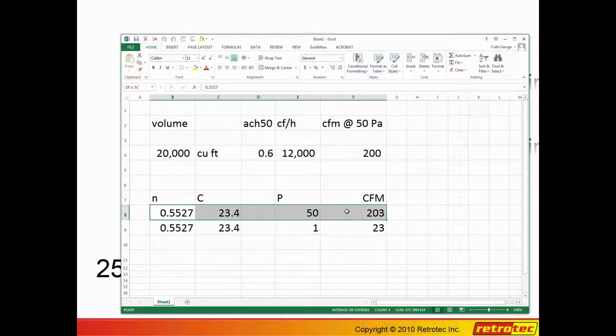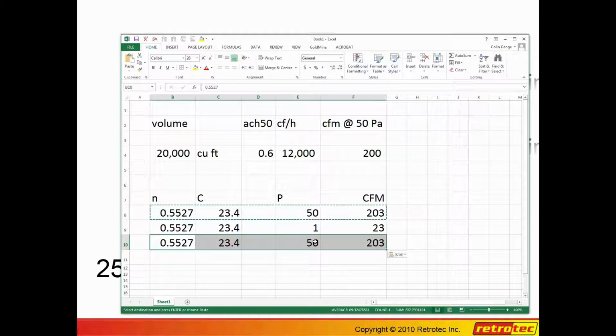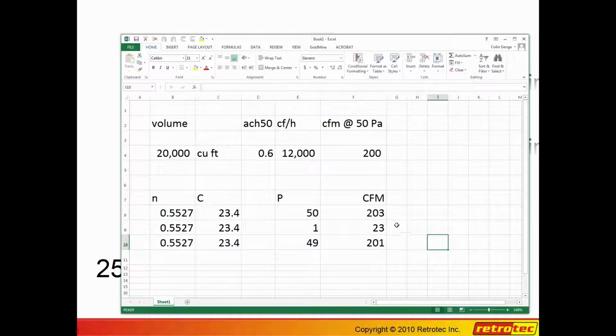And to prove that to ourselves, we can say, well, let's just put 49 in here. So here there's only 2 CFM difference between here and here, and we change 1 pascal. Here from 0 to 1 pascal took 23 CFM. So obviously the first pascals are taking a lot more flow. And that's because the square root of 100 is 10, the square root of 1 is 1. So one's a ratio of 10 to 1, the other's a ratio of 100 to 1. So these N value things can really kind of shake you up a little bit.